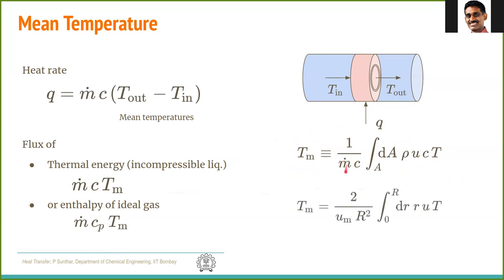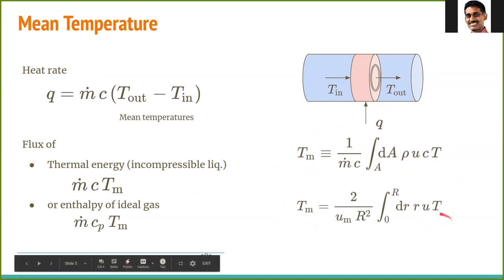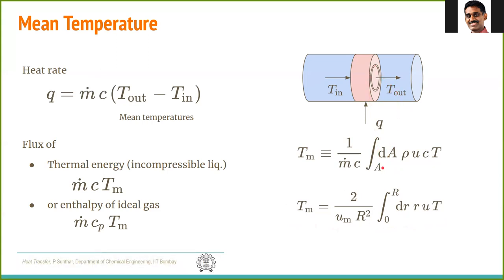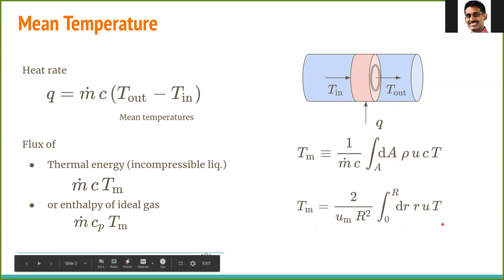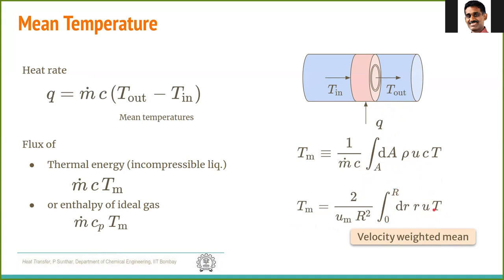Substituting for m dot in terms of the mean velocity u_m, we get the mean temperature to be 2 by u_m r squared, integral over, and if this is a pipe, the cross sectional area is 2 pi r dr, so that, and r dr u T, the c and c cancel. Notice that this temperature as defined here is the velocity weighted mean. It is not simply the integral from 0 to r of temperature.